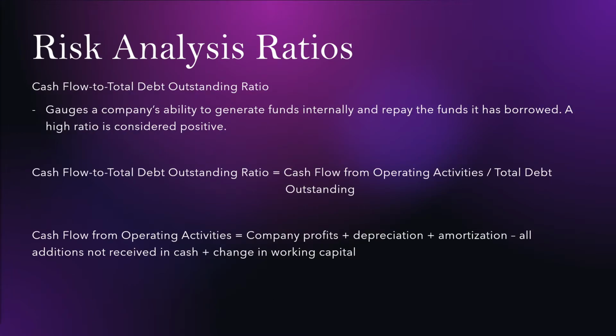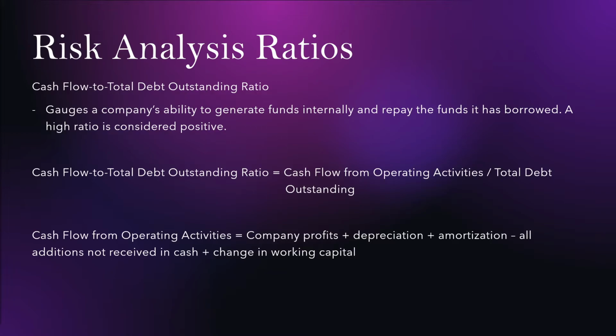And so some other risk analysis ratios include the cash flow to total debt outstanding ratio. So this ratio gauges a company's ability to generate funds internally and repay the funds it has borrowed, and a high ratio is considered to be positive. It is calculated by taking your cash flow from operating activity. This is also just company profits plus depreciation and amortization, minus all additions not received in cash, and then you also do add the changing working capital, which is just current assets less current liabilities.